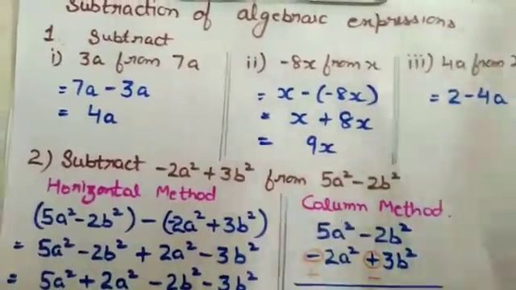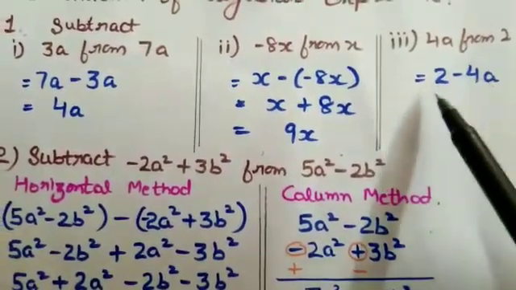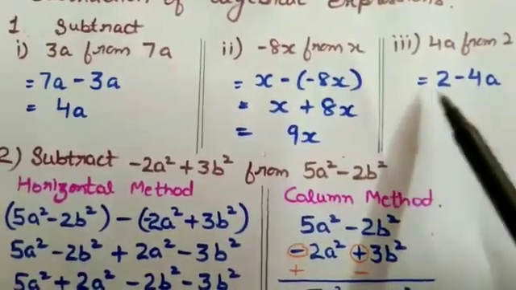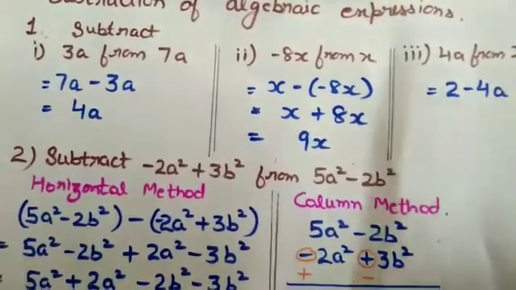Now next we have 4a from 2. Now this can be written as 2 minus 4a. These are unlike terms, so it cannot be simplified to one term.